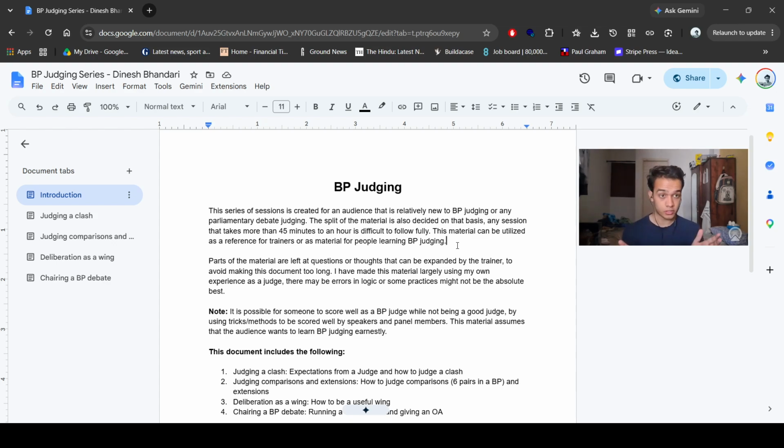In BP judging, there are three parts in the first place. First part is how to judge the debate, which is how to get the right call or the most justified one. That will include how to track, how to understand who's winning, how to be persuaded, etc. Second part is how to deliberate, either as a chair or a panel member. So deliberation is the second part that you are expected to do as a BP judge. The third part is giving an OA. So if you are in chair, delivering justification to the teams so that they understand why they lost or won, and for them to score you well, is going to be the third part of BP judging.